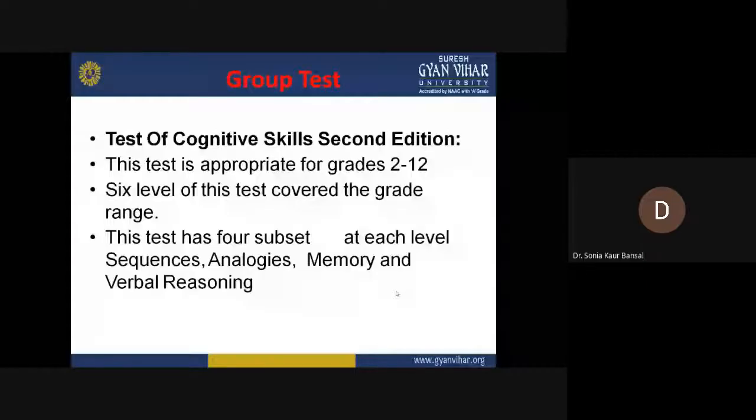And this test has 4 subsets at each level: sequences, analogies, memory, and verbal reasoning. This is how it is done.